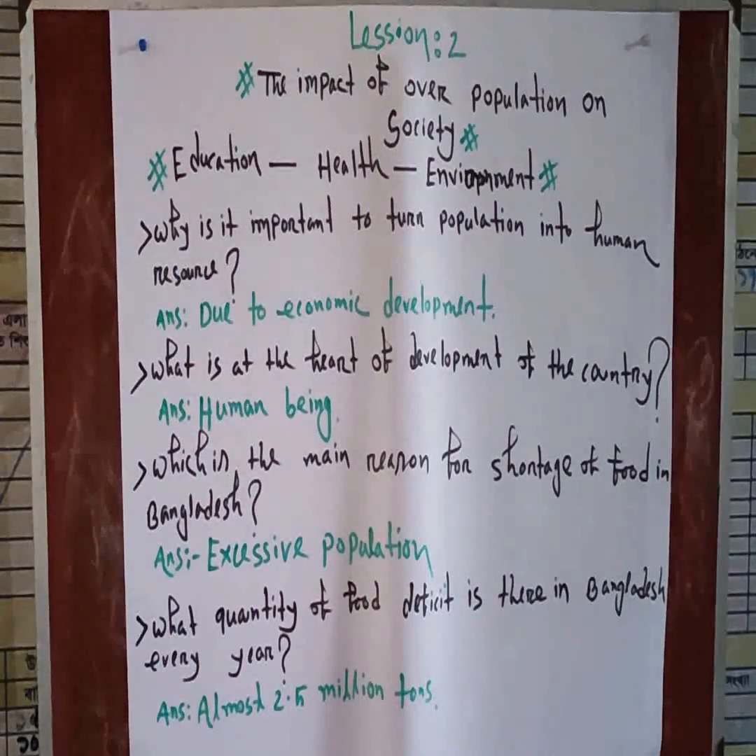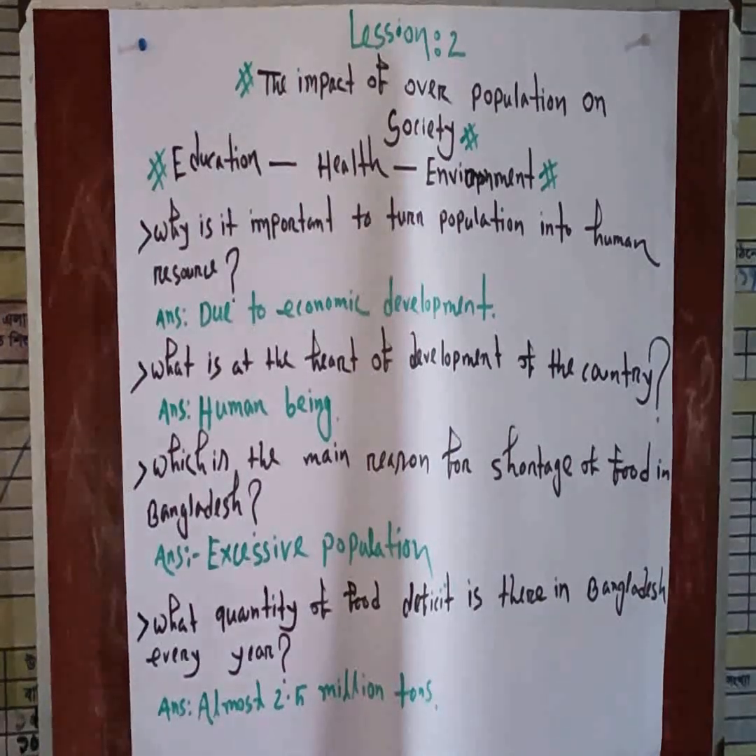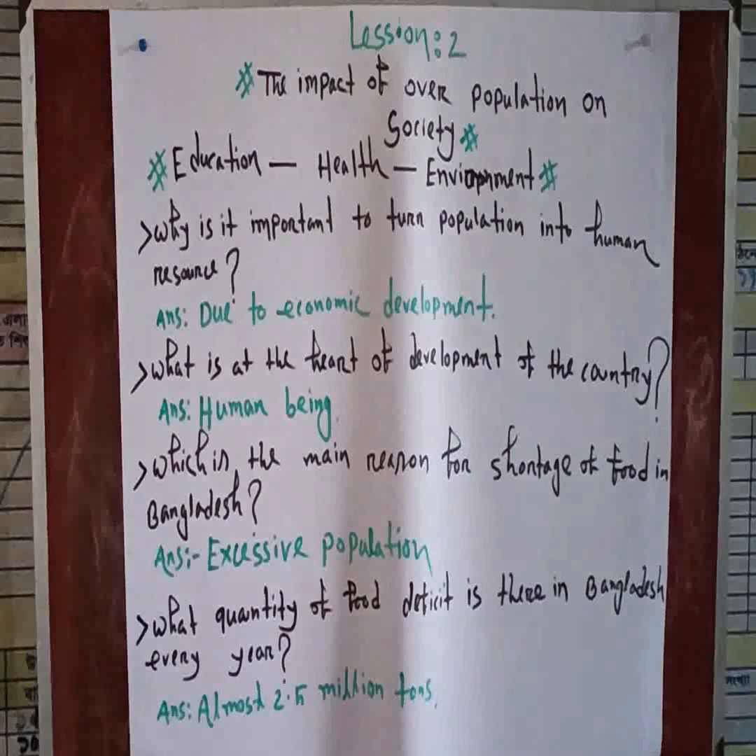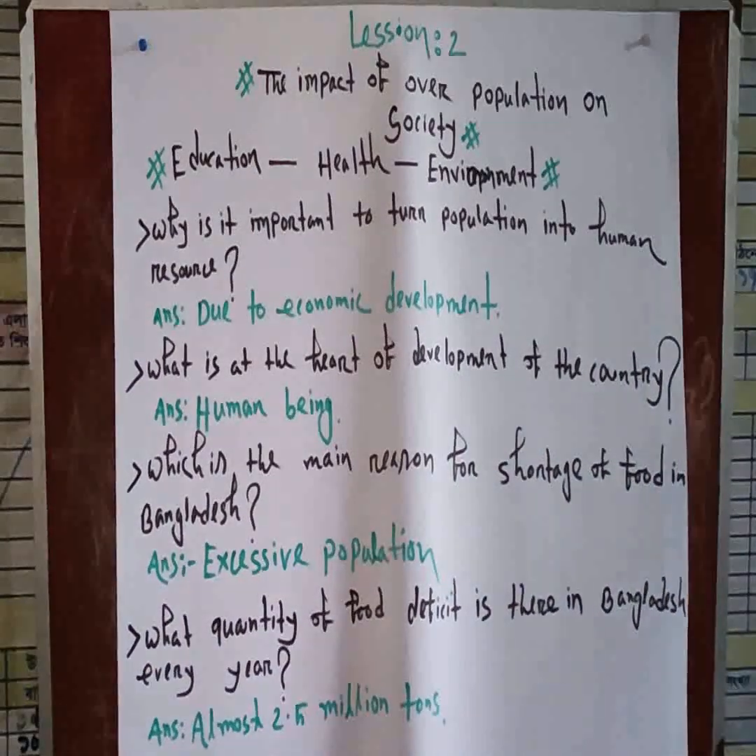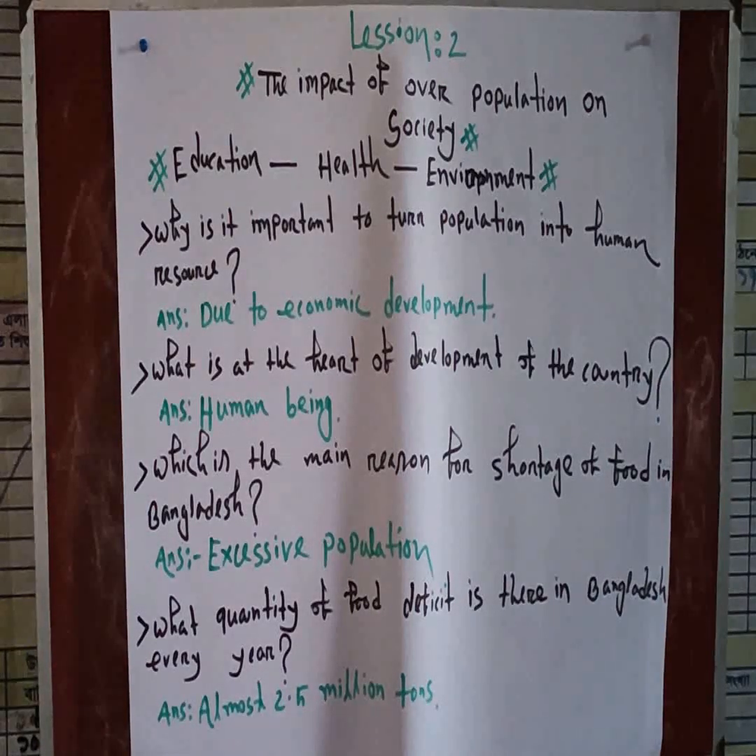Well, let's see lesson number 2. And lesson number 2 is the impact of overpopulation on society. Here we will discuss 3 perspectives: education, health, and environment. So, my dear students, education is the most powerful weapon for a nation. So that's why, for the progress of our country, we have to increase our literacy rate.